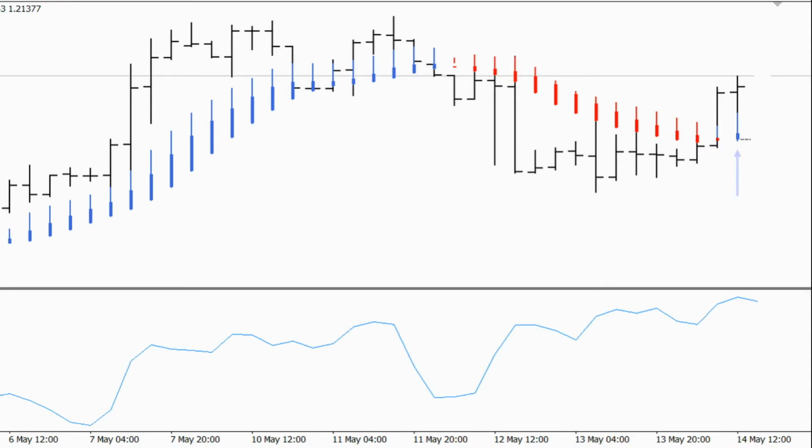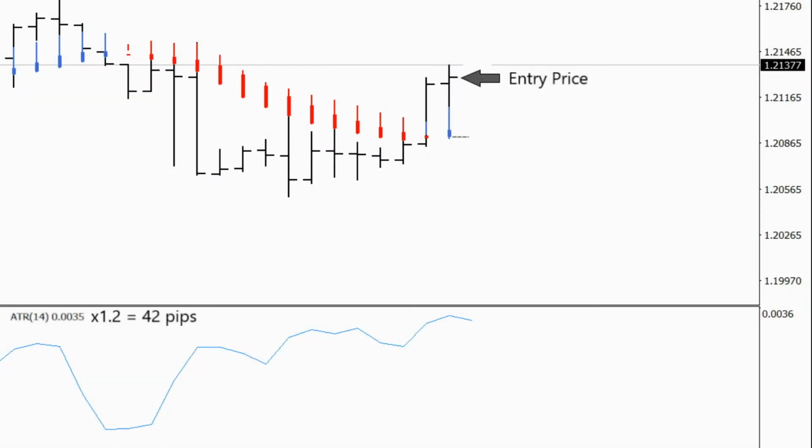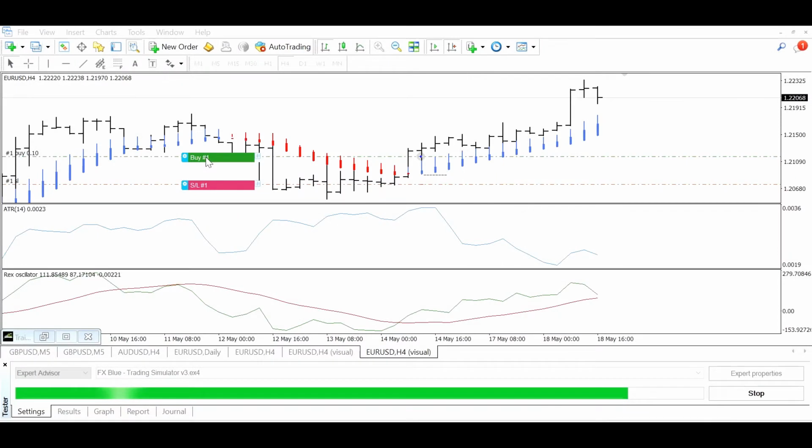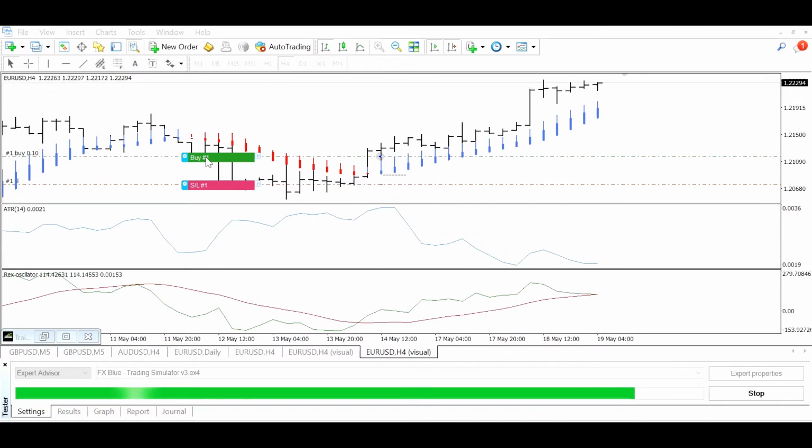Once the next blue candle is printed, we take a buy order at its closing price with a stop loss which is 1.2 times the ATR's value from our entry price. Here we can see this trade has gone in our favor, meaning we'll now be looking for an exit.